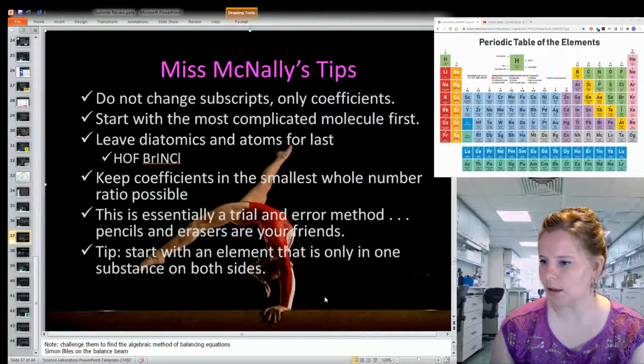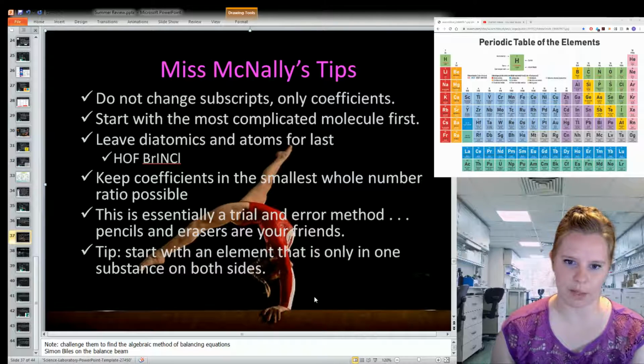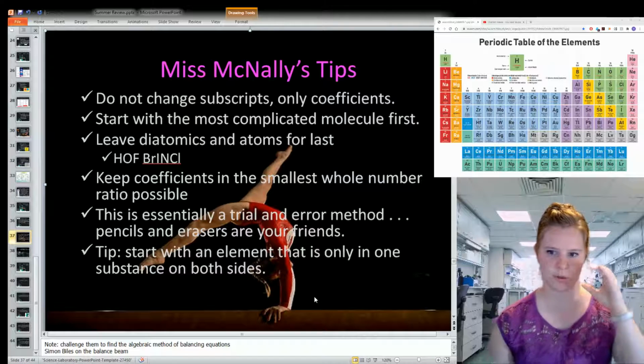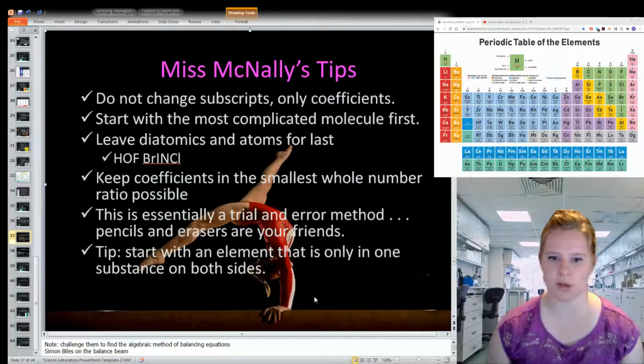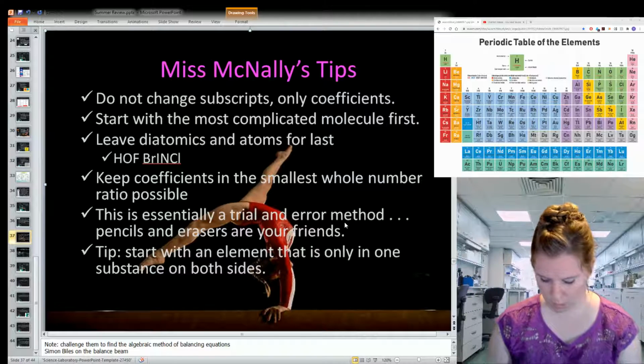All right. So I would start with the element that's only in one substance. In other words, carbon is in one substance here, and it's in one substance here. So I might start with that one. Okay.